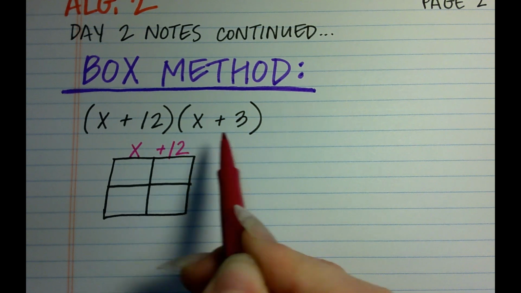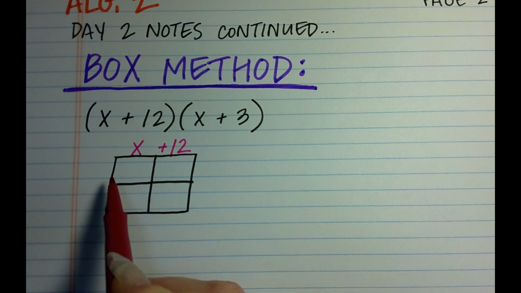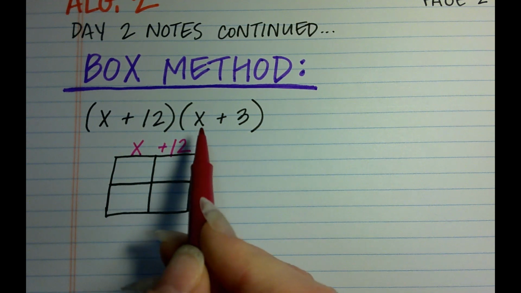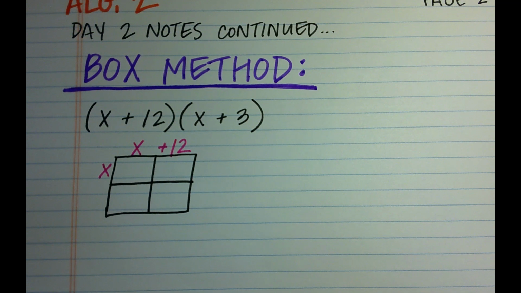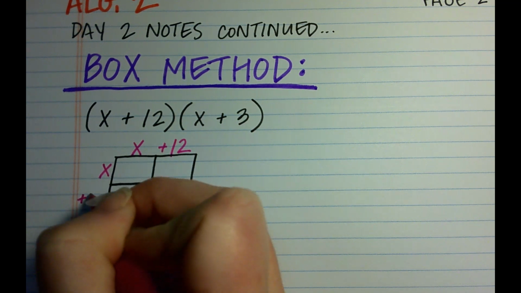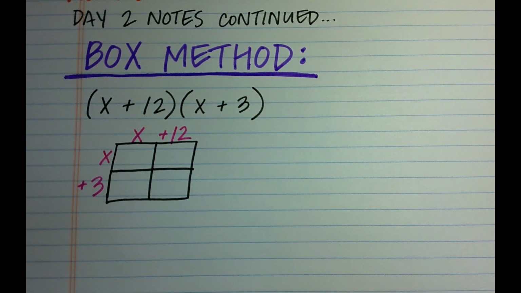Now we look at the second binomial, x plus 3, and we're going to write that over to the side. My first term is x, so it goes here. My second term is that plus 3, so I'm going to write plus 3 over here, second box.